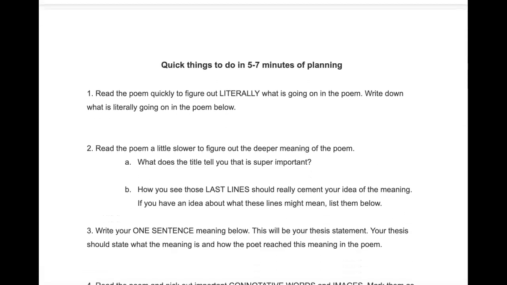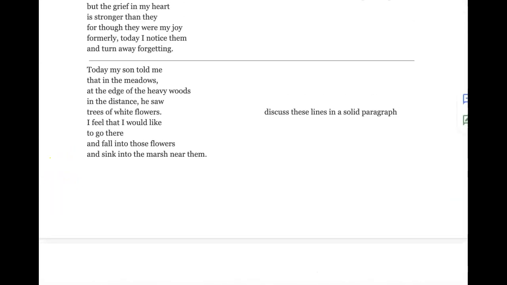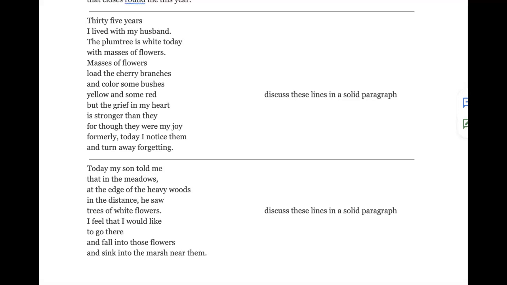So it says, read the poem a little slower to figure out the deeper meaning of the poem. And we just talked about what the title tells us more about. Now, one last suggestion it gives here when you're trying to figure out the deeper meaning is look at the last lines of the poem, and this should really cement our idea of the meaning. So let's go ahead and we're going to kind of go out of order as far as where we're talking about the poem, but let's take a look at the last two lines. It says, and fall into those flowers and sink into the marsh near them.